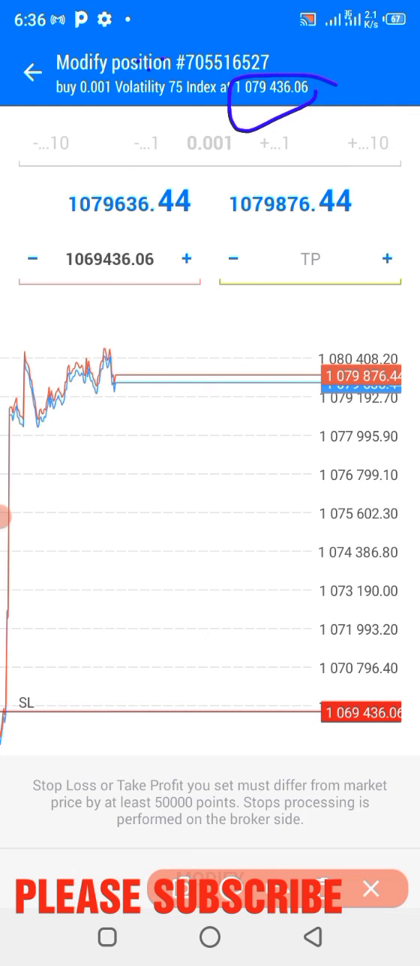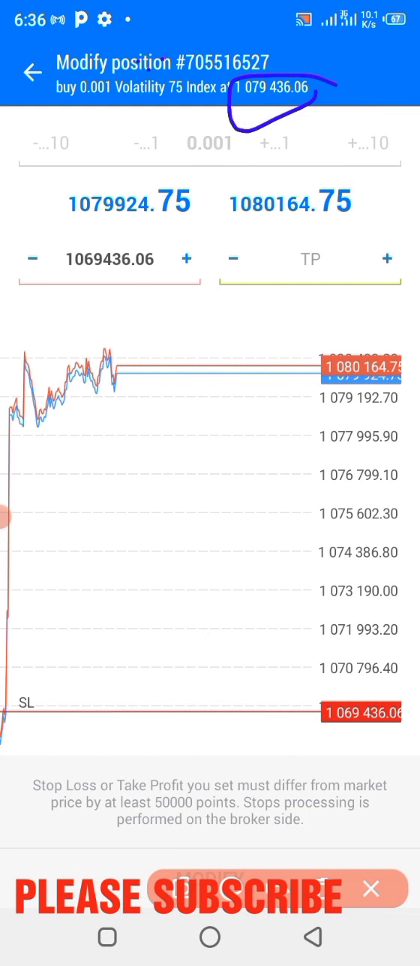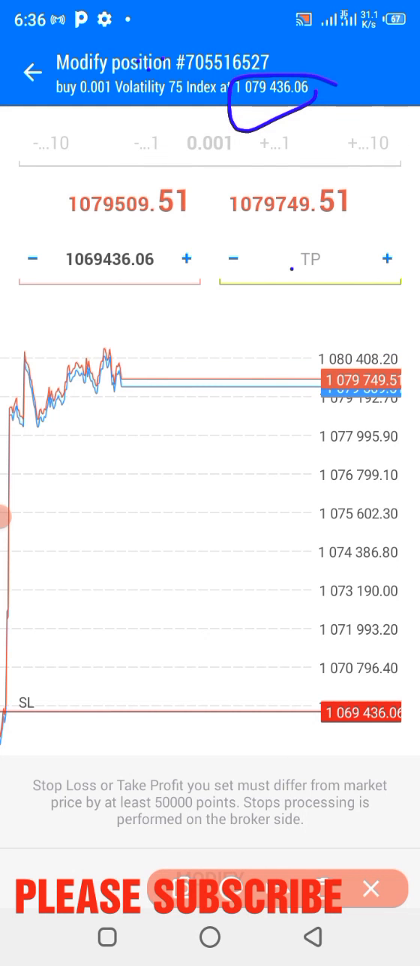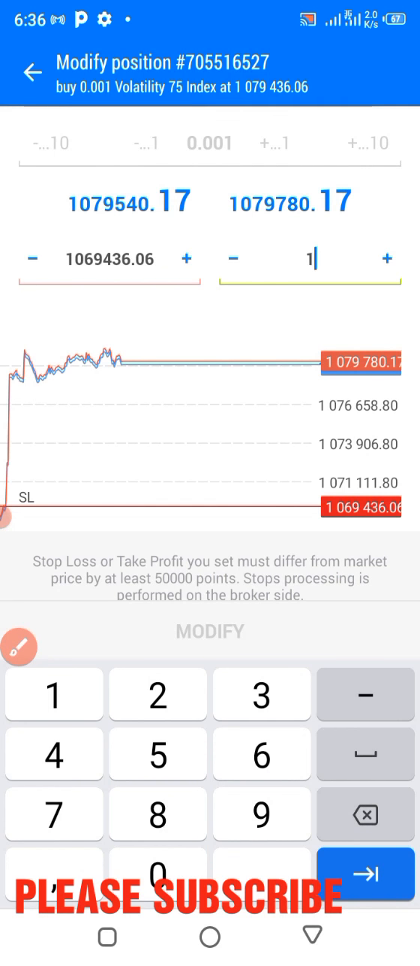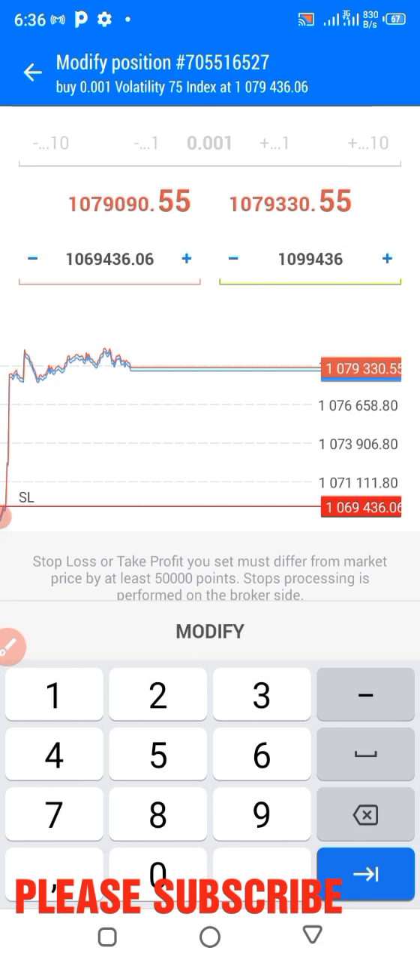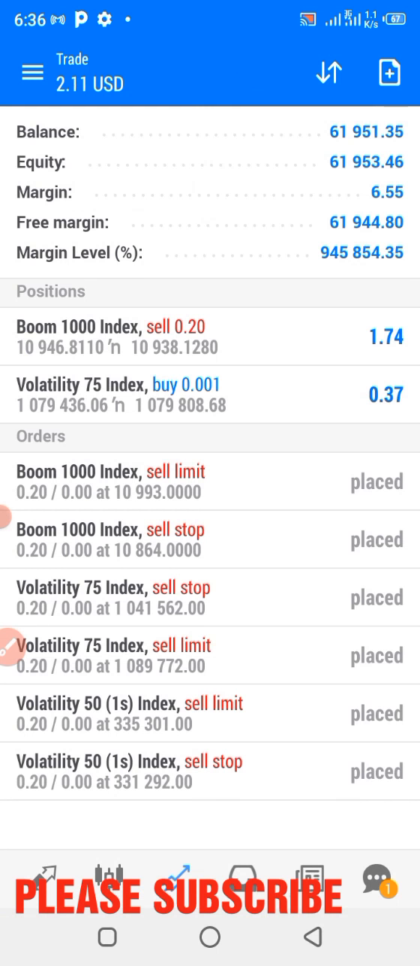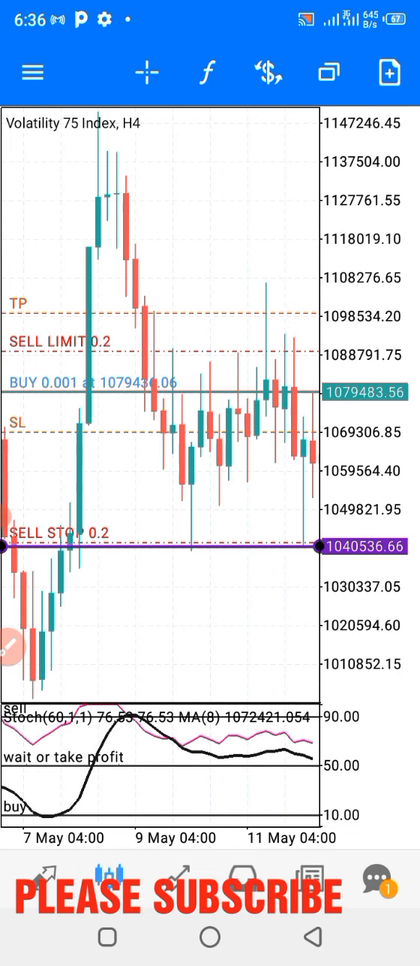Or I believe you can do it. Just add 20,000 to 1 million. This one I have circled, 1,794,036. When you do that, let me write what you get here. You will get 1,994,336.06. You place modify. So you click down. So you see we are in profit. So when I go back, you will see where we put our TP.